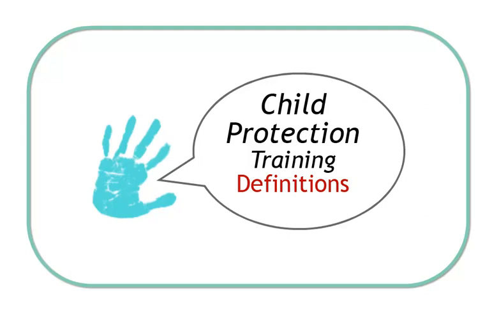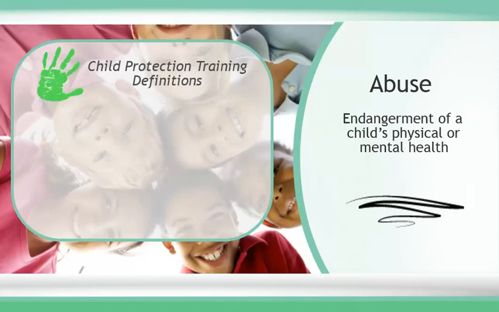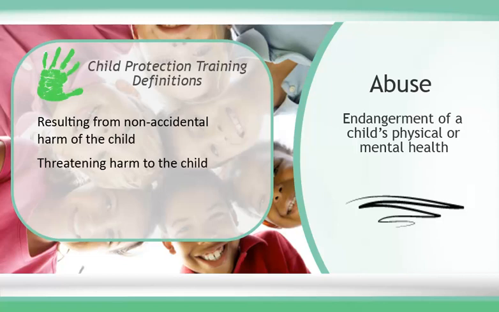Before we continue, it is important that you understand the terms that are often used when discussing child protection. Be sure that you understand each definition so that there will be no misunderstanding of your responsibilities in preventing or reporting child abuse. Abuse is the endangerment of a child's physical or mental health resulting from non-accidental harm of the child, threatening harm to the child, sexual exploitation, or sexual abuse. Abuse does not include reasonable discipline or management of a child, including withholding privileges or the use of reasonable and necessary physical restraint or force on a child to protect the child or others from harm.